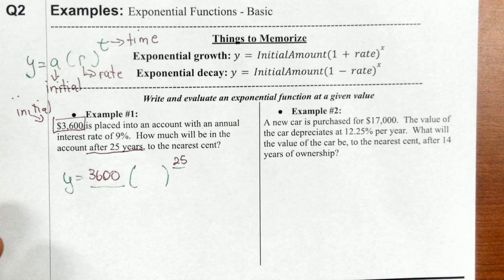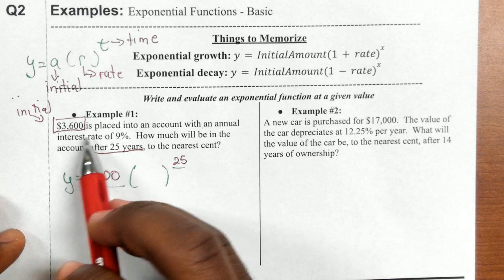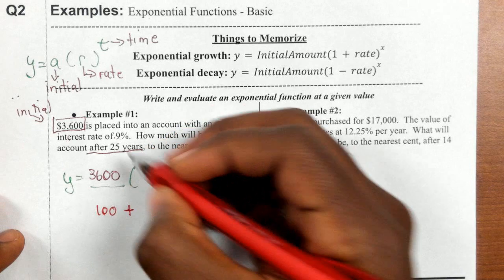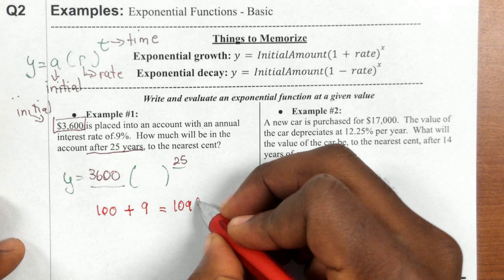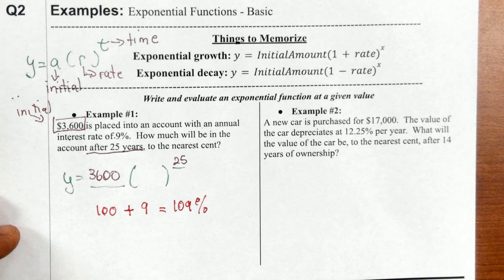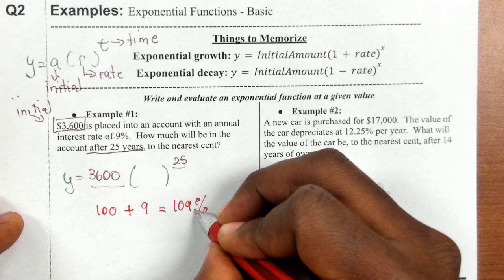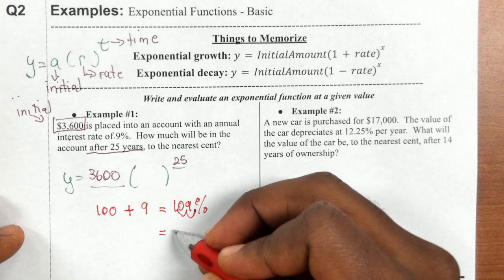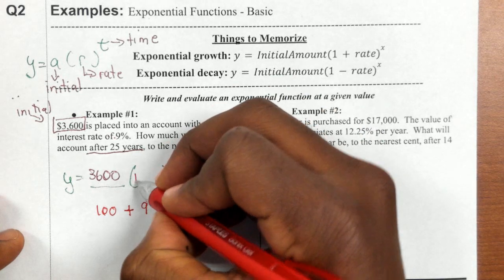Now we need to calculate our rate, okay? To calculate our rate, we're always going to start with 100%, because anytime you're getting interest, that means you're going to be adding. So I'm going to be adding that 9%, and I will get 109%. However, I do not want a percentage, so I'm going to pretend that there's a decimal point right here, and I'm going to move it 2 times to the left. So 109% is the same as 1.09. And that is what goes inside of the parentheses.